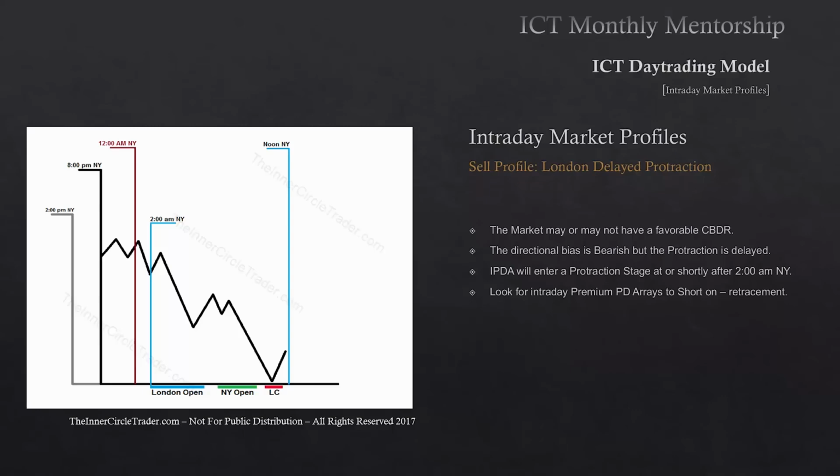Draw a vertical line at 2 a.m. Wait for a retracement higher. That will be IPTA's protractionary stage. It will not want to make a higher high, and price will go to a premium PD array, bearish order block, closed fair value gap or liquidity void, and then you will be selling short on the day.